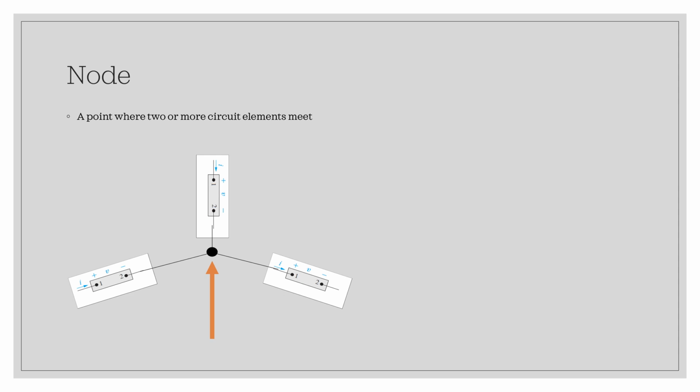Let's take a pen and draw this. So in this circuit element, the current is entering the node. In this circuit element, current is also entering the node. But in this circuit element, the current direction is leaving the node.